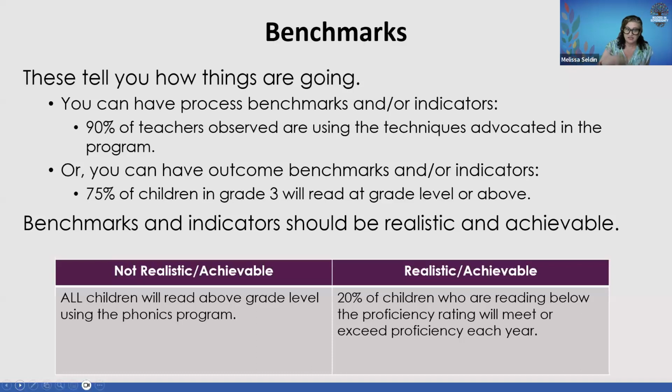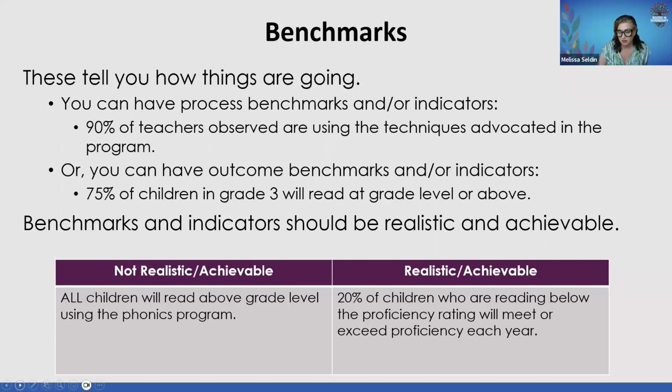So benchmarks, once again, these tell you how things are going. You can have process benchmarks or indicators, or outcome benchmarks or indicators. So a process benchmark might be, 90% of the teachers are using the techniques advocated in the program. You could assess this using observations, things of that nature. Or you can have outcome benchmarks that, 50% of the kids will read Moby Dick by the time they hit 9th grade. Why that would be your benchmark indicator, I don't know, but it's the first thing that came into my head. So all your benchmarks and indicators should be realistic and achievable.